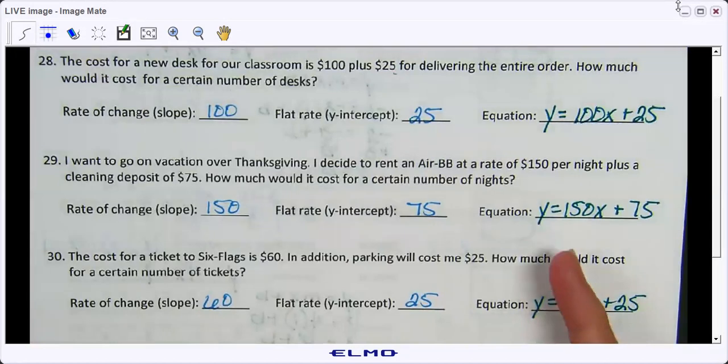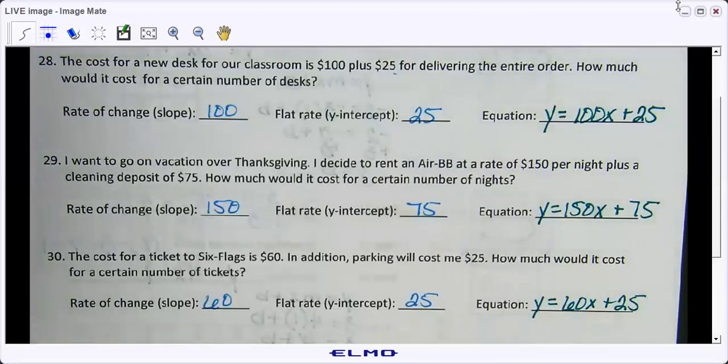So the slope is 150 because it depends on the number of nights you stay, but the cleaning deposit is a one-time flat rate. And then for Six Flags, you don't know how many tickets you're going to buy, so that would be 60x. But you know that in order to park there, it's going to cost you a 25 one-time fee. Okay, let's look at 31.